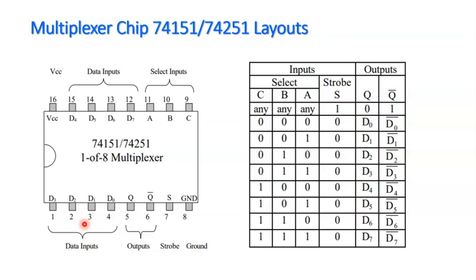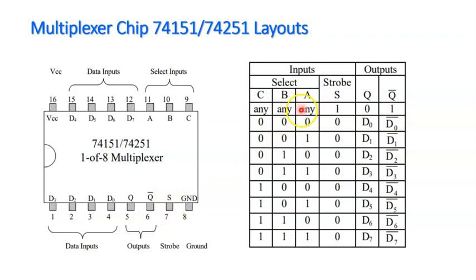Now how many select lines will it require? 3 select lines, because 8 inputs are there. So A, B, C are the 3 select lines. There are two outputs, one is Q and another is Q bar, so the output is made available in complementary form also. VCC and ground are the two pins, and strobe is the enable pin for the IC.